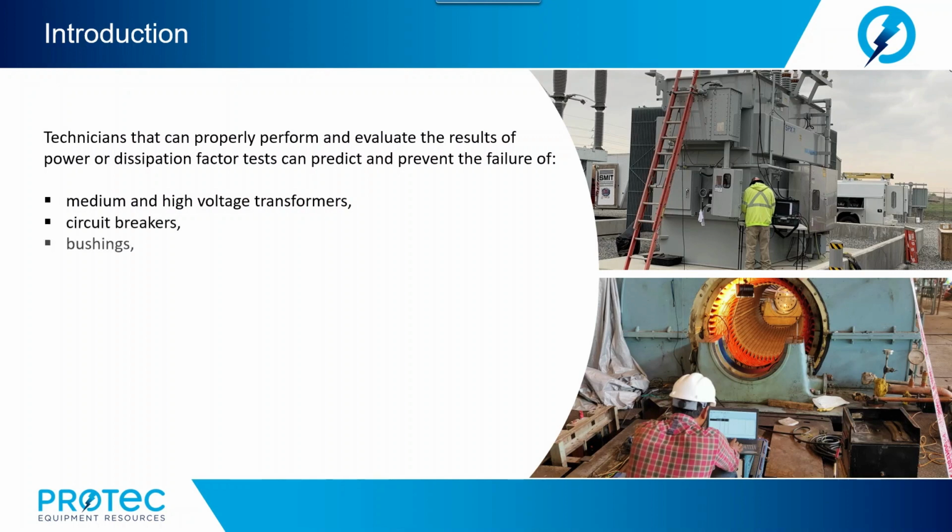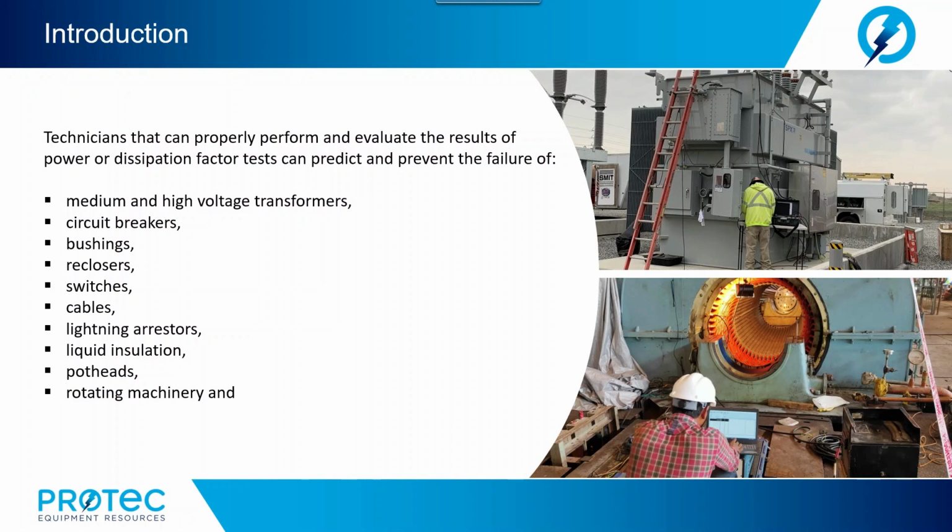circuit breakers, bushings, reclosers, switches, cables, lightning arresters, liquid insulation, potheads, rotating machines, and voltage regulators, just to mention some of the apparatus. The intention of this webinar is to guide the operator in the appropriate method of making capacitance, dissipation factor, or power factor measurements on power apparatus and to assist in the interpretation of test results that are obtained.